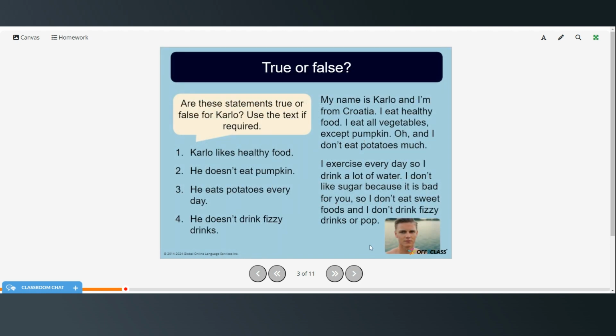All right, so now are these statements true or false for Carlo? And they've reprinted the text here, so if you need to refer to that, you can. But go ahead, pause the video, and try to answer these questions, true or false.